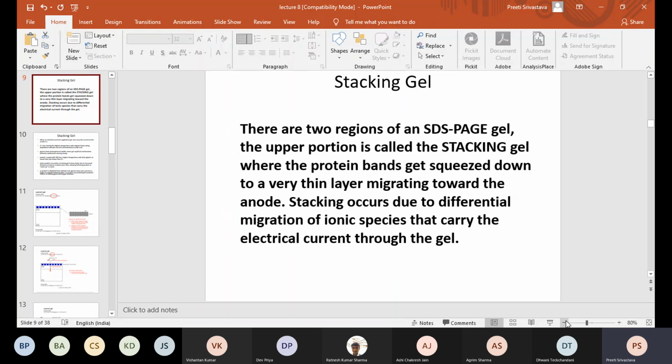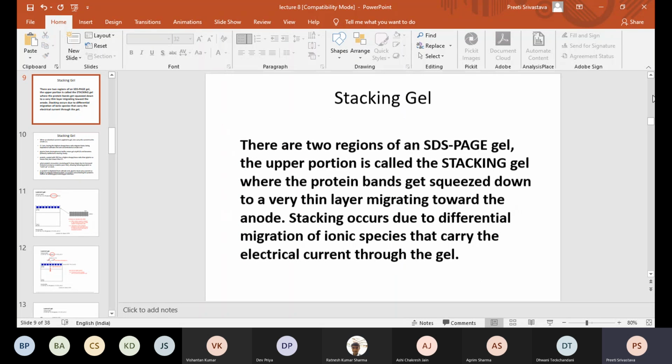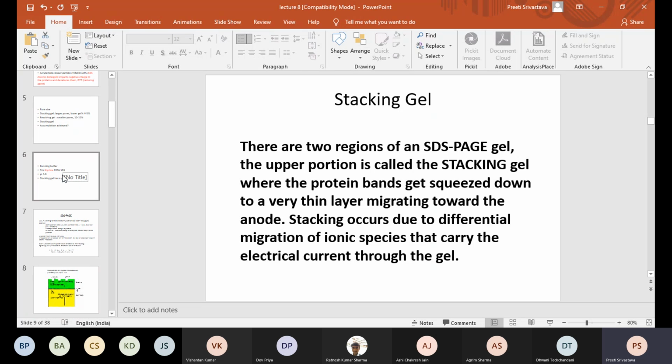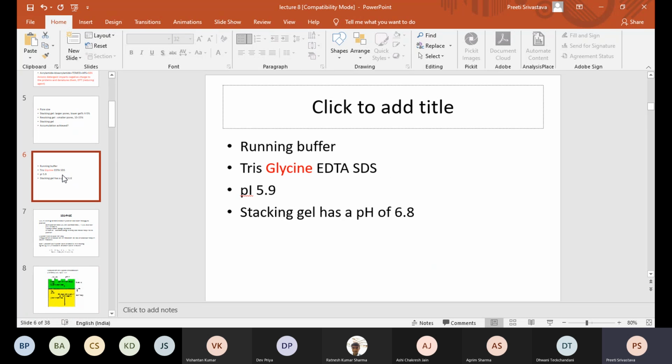Many times, when people do continuous gel electrophoresis, they do not use this, but otherwise for SDS-PAGE this is used. This phenomenon is also called isotachophoresis, and this results in a band sharpening effect.